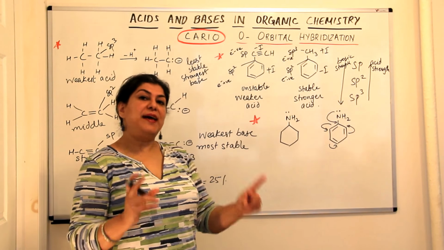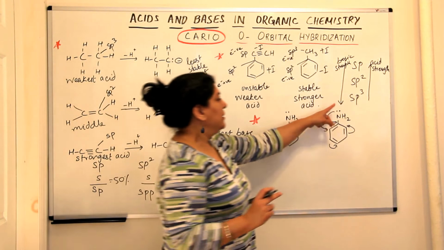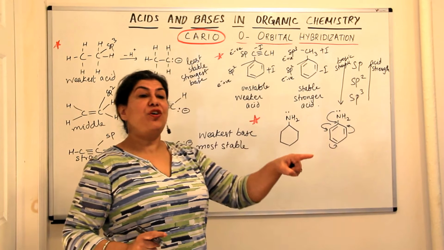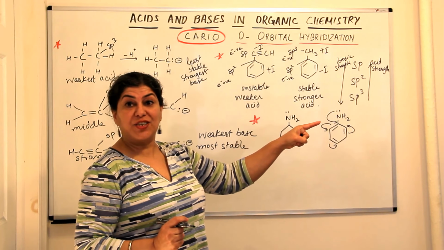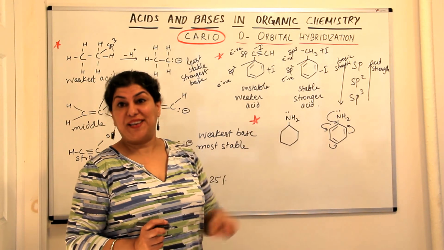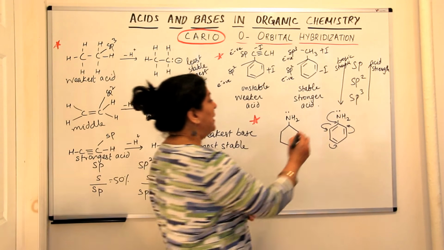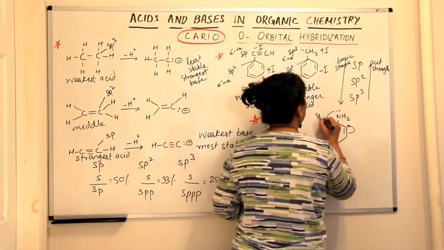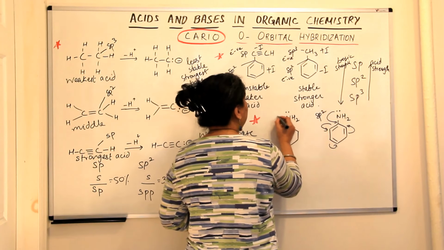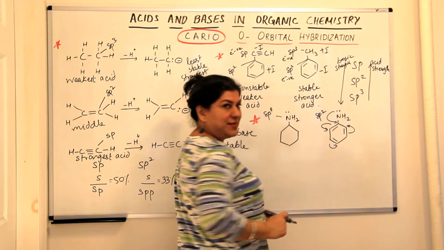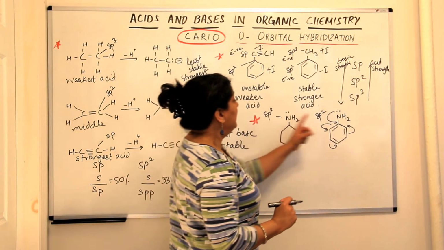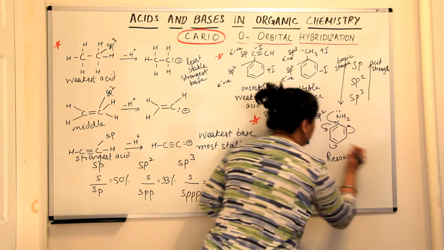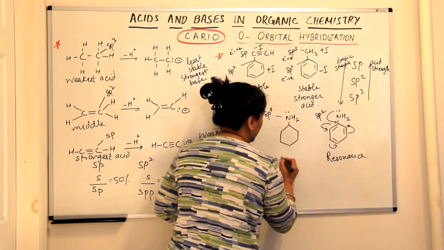But as soon as the two electrons of nitrogen move here to form a double bond, now nitrogen, instead of having sp3 hybridization, becomes sp2 hybridized, right? So this nitrogen would be sp2 hybridized, and this nitrogen is sp3 hybridized, right? Then the next thing is, this shows resonance. This does not show resonance. No resonance here.